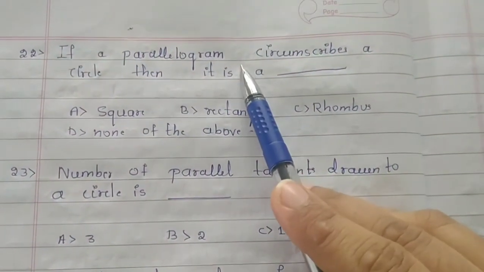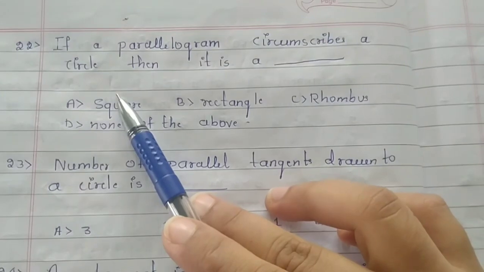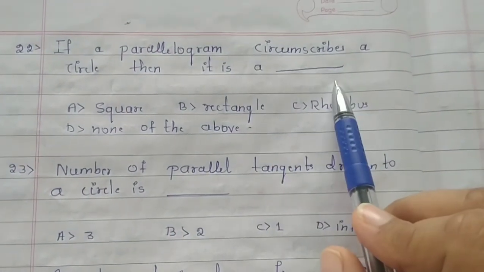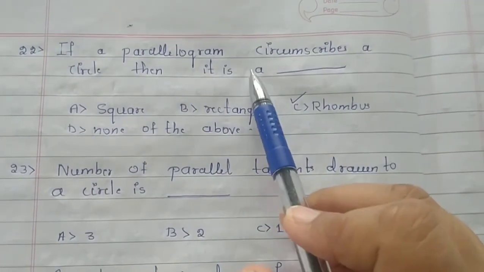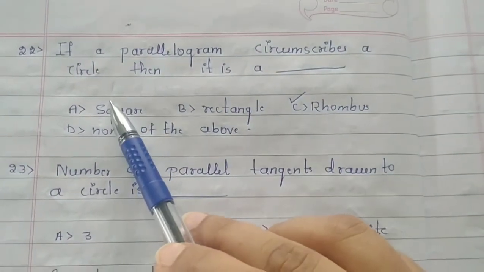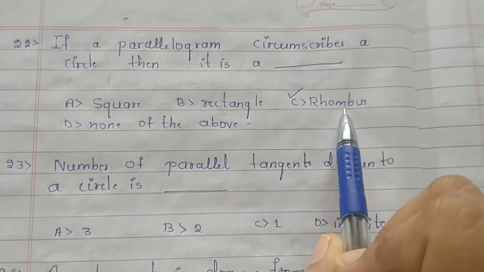If a parallelogram circumscribes a circle, then it is a dash. The correct answer is rhombus. If a parallelogram circumscribes a circle, then it is a rhombus.